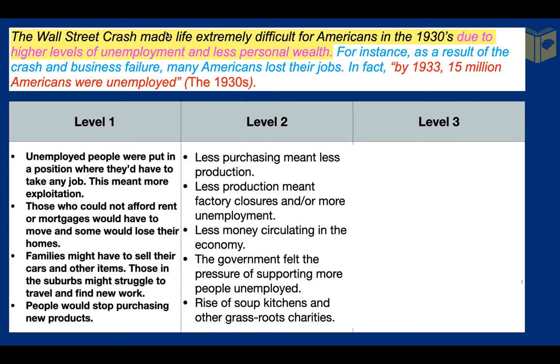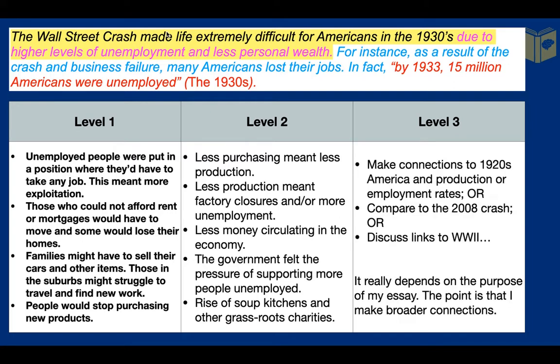This is considering the whole system now. The government also felt pressure for supporting more unemployed people, and there was a rise of soup kitchens and other grassroots movements. Again, all of this talks about the whole country, the whole system, which means finally I can move on to level 3.